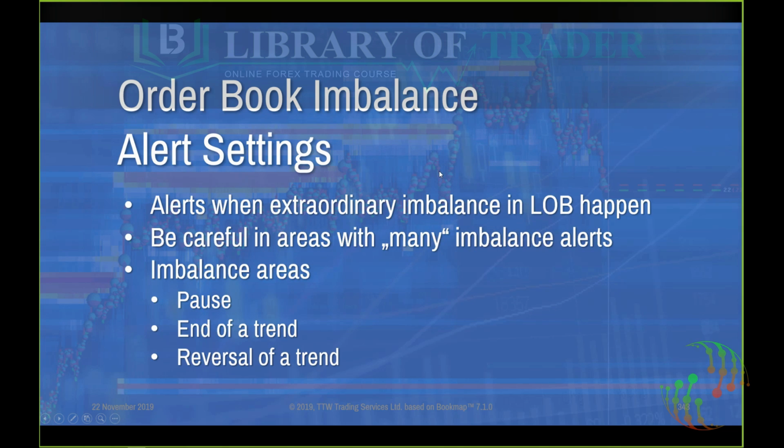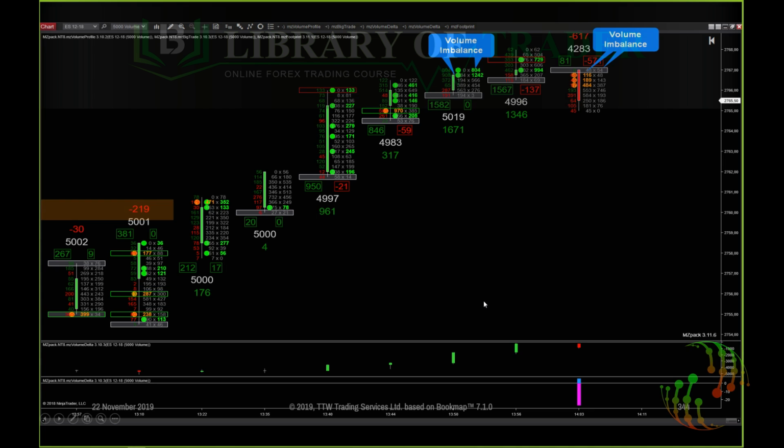Alert setting is quite helpful. It alerts you when an extraordinary imbalance in the limit order book happens. Be careful in areas with many imbalance alerts. This is my practical advice: imbalance areas indicate a pause, the end of a trend, or a reversal of a trend. If you have a footprint chart, you also have a kind of imbalance indicator in your footprint chart.